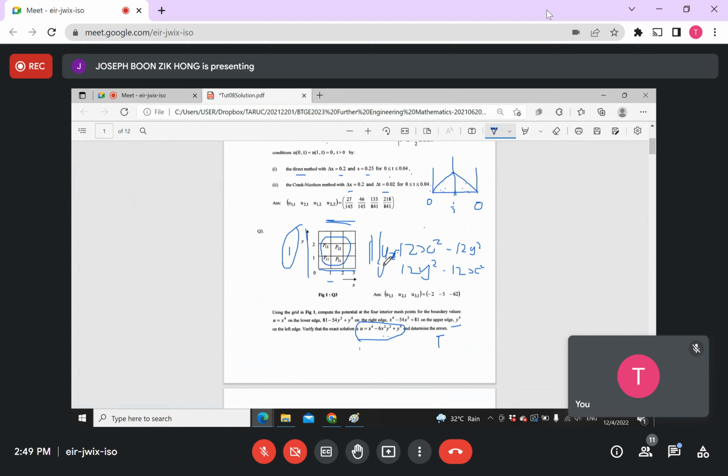I try to do a uyy, I get this one. So I found that actually uxx plus uyy will be equal to 0. So I decide to use a Laplace equation.